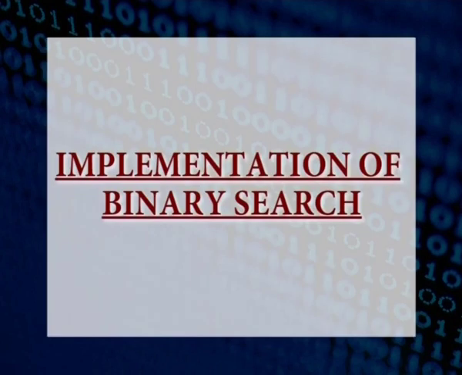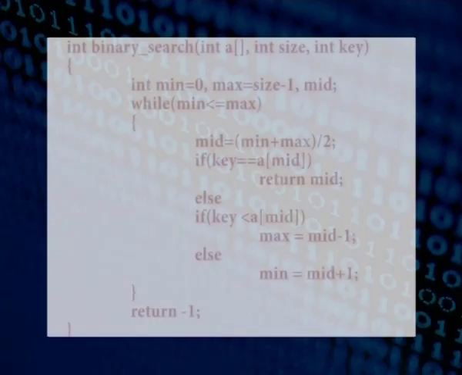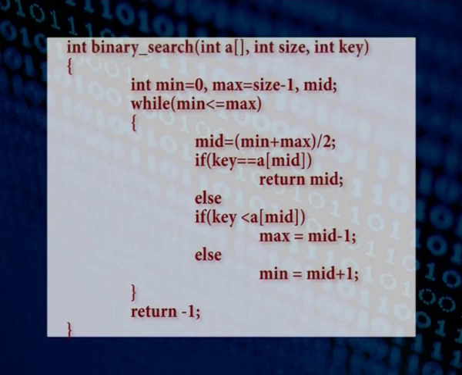Implementation of binary search. The code in C for binary search is as follows. The function uses binary search to search for key in an array A containing size number of elements. We use the variables min and max for setting the search boundaries. Initially min is 0 and max is equal to the highest index of the array. Mid is taken as the average of min and max.